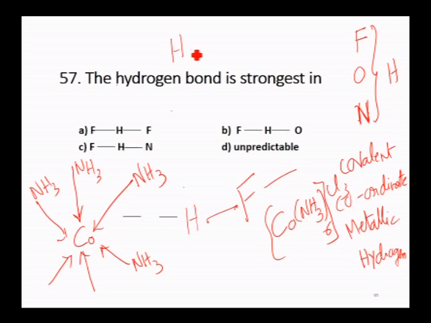Among the electronegativity properties, fluorine has the highest electronegativity compared to nitrogen and oxygen. Hence, the strongest bond is fluorine, hydrogen, fluorine. The others, fluorine, hydrogen, oxygen and fluorine, hydrogen, nitrogen, are weaker. So, among the options, answer A is correct: fluorine, hydrogen, fluorine.